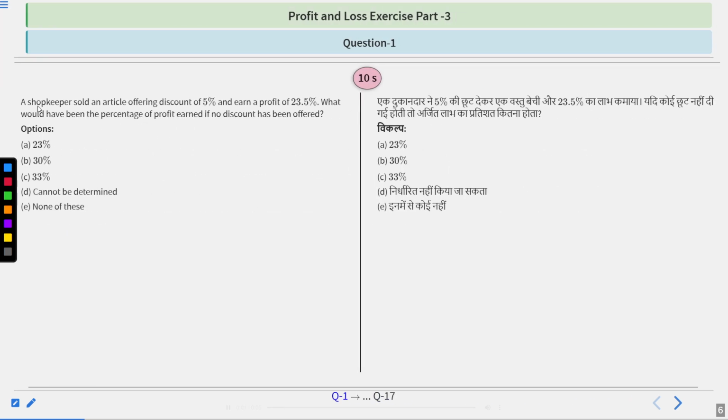Now the first question is, a shopkeeper sold an article offering discount 5% and earned a profit of 23.5%. What would have been the percentage of profit earned if no discount had been offered? You have 5 options and 10 seconds to analyze the question. Your time starts now.